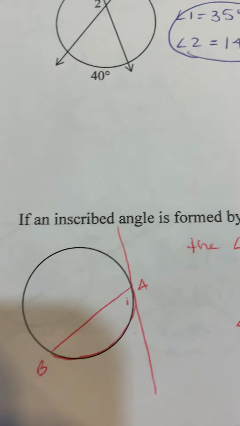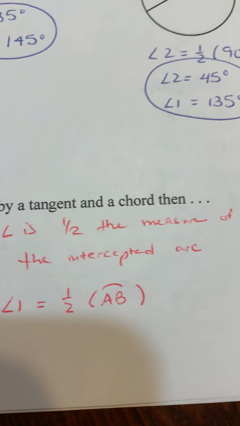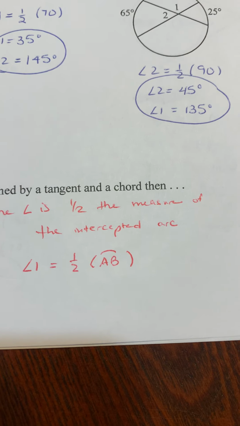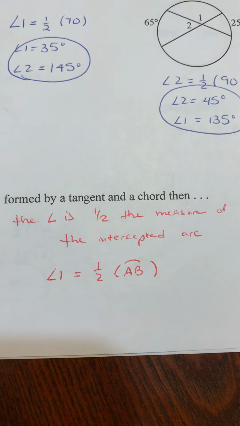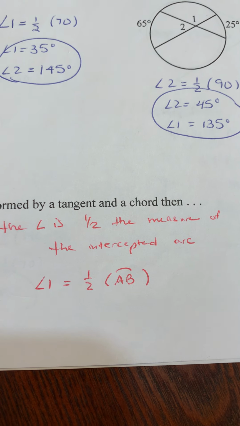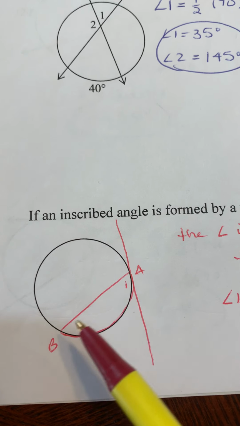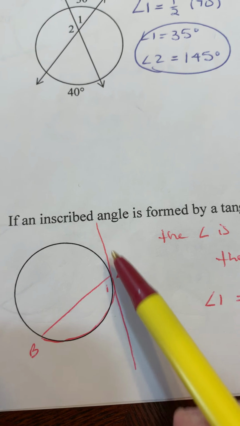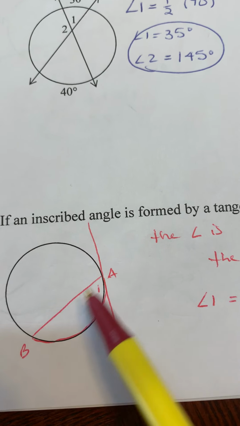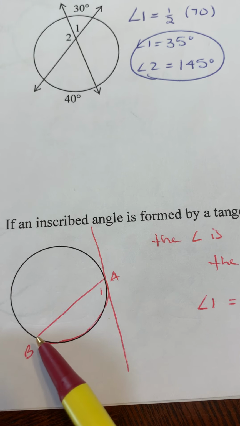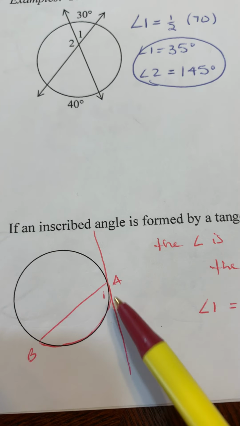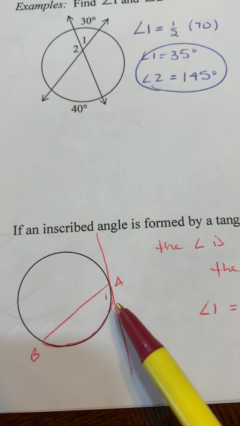Then it goes on to say, if an inscribed angle is formed by a tangent and a chord, then, and again I'll pull out so you can see the whole thing here, the angle is 1/2 the measure of the intercepted arc. So angle 1, let's go over the picture here, angle 1, so I have a chord and a tangent. Chord just goes from edge to edge, doesn't go the whole way through like a secant does, so edge to edge, and a tangent, so this angle is then formed right here.